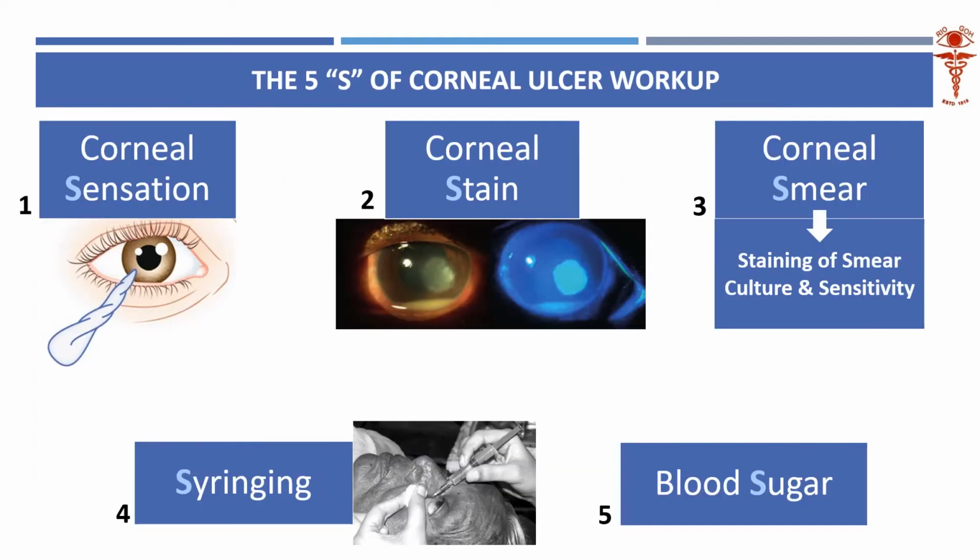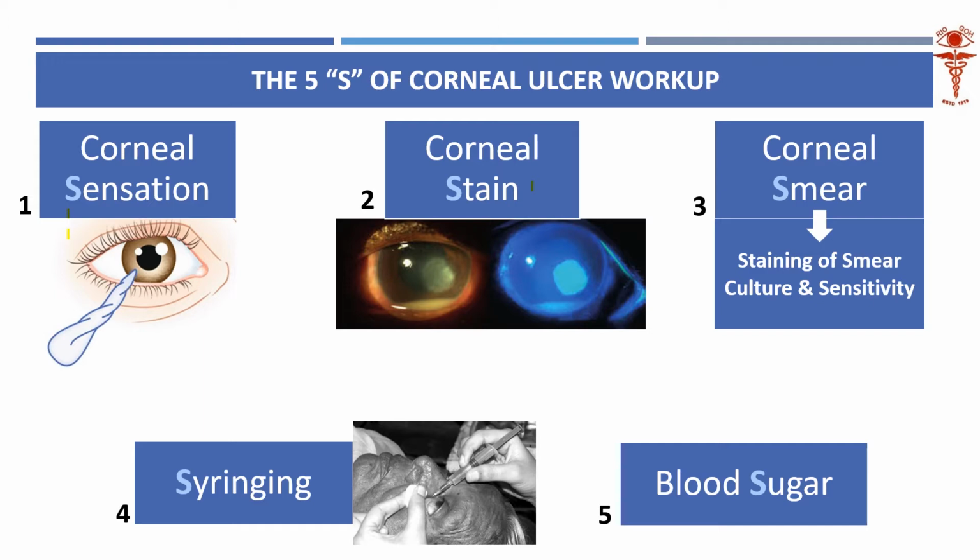So when investigations in corneal ulcer are discussed, I want you to just remember the 5 S. It is so very simple, the 5 S. One is sensation. You test corneal sensation. Next is corneal stain. You stain the cornea with fluorescein and see the eye in a slit lamp under a cobalt blue filter.